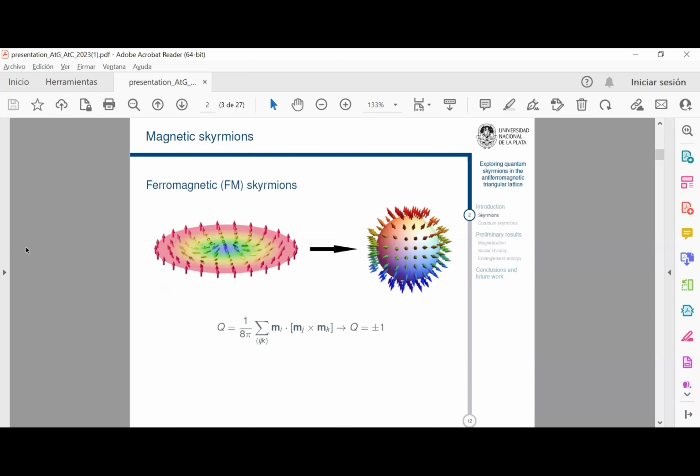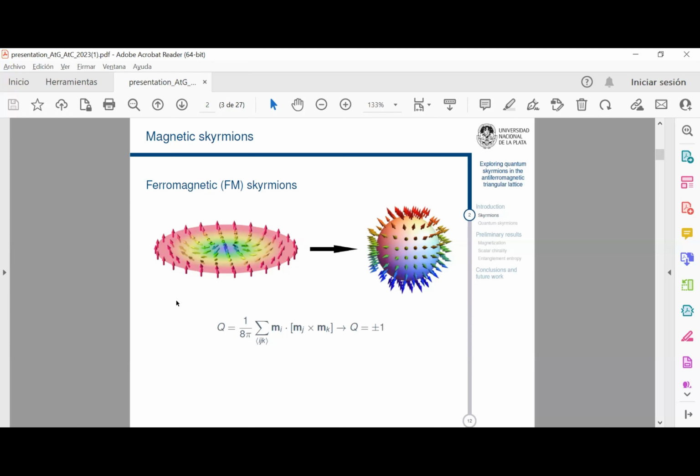So, in a nutshell, magnetic skyrmions are 3D magnetic textures that are characterized by this quantity here called the scalar chirality, which is a discrete version of the topological charge. And what I'm showing you here is the arrangement of the magnetic moments in the lattice, for instance. And the colors here are just a visual aid. They are trying to show the different angles that the magnetic moments form with the Z axis.